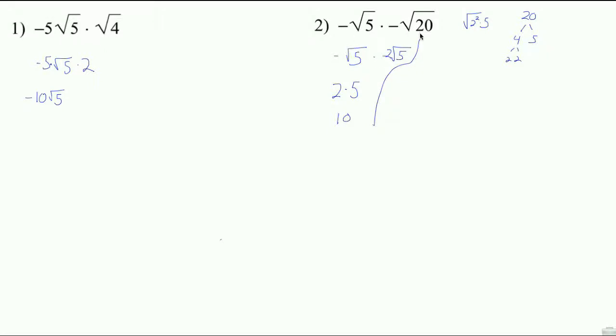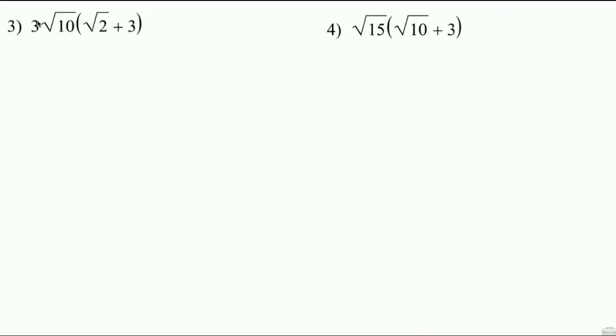If you're familiar with multiplication, you know 5 times 20 is 100, and 100 is 10 squared, so the square root of 100 is 10. So we could have thought of it that way. A negative times a negative is positive. So we have 5 times 20 is 100, and the square root of 100 is 10. So there's 2 different ways to think through that one.